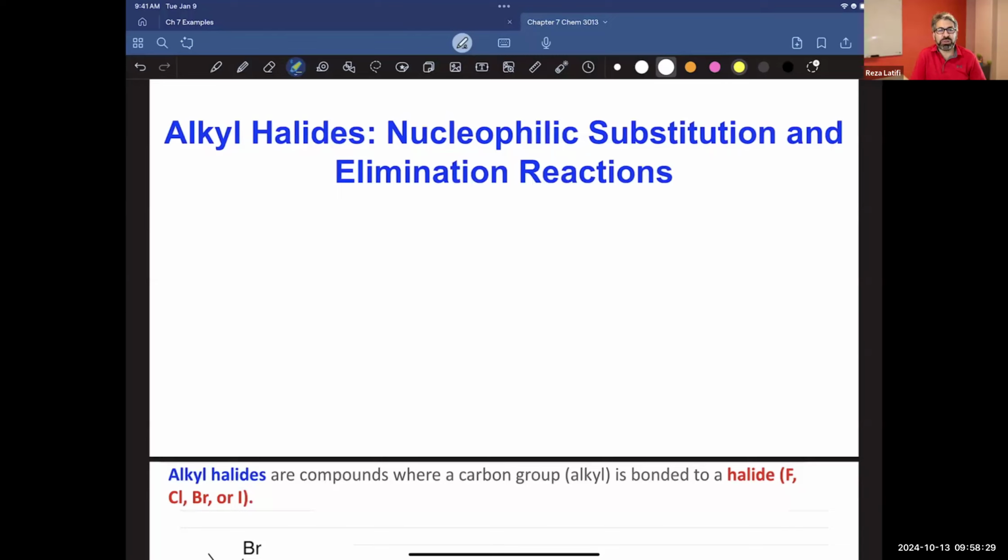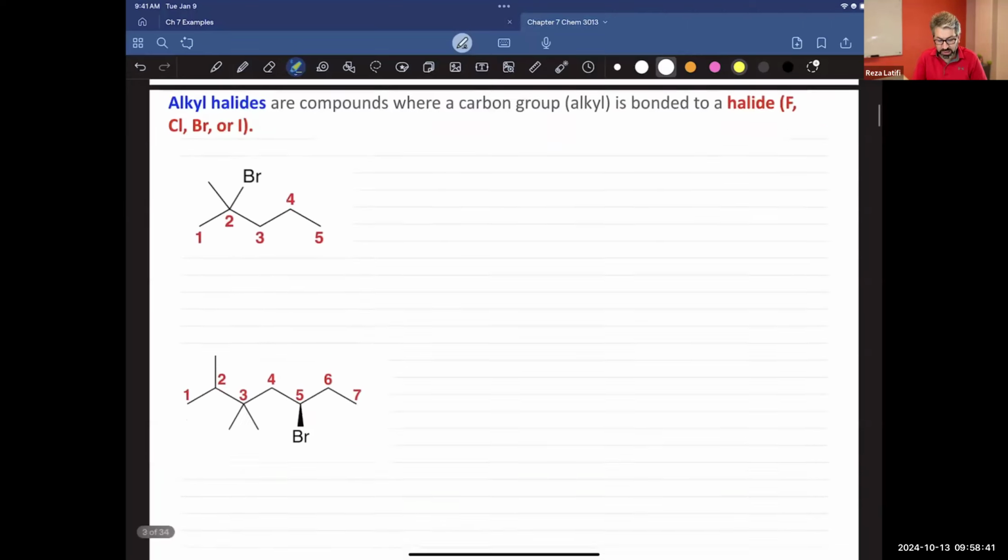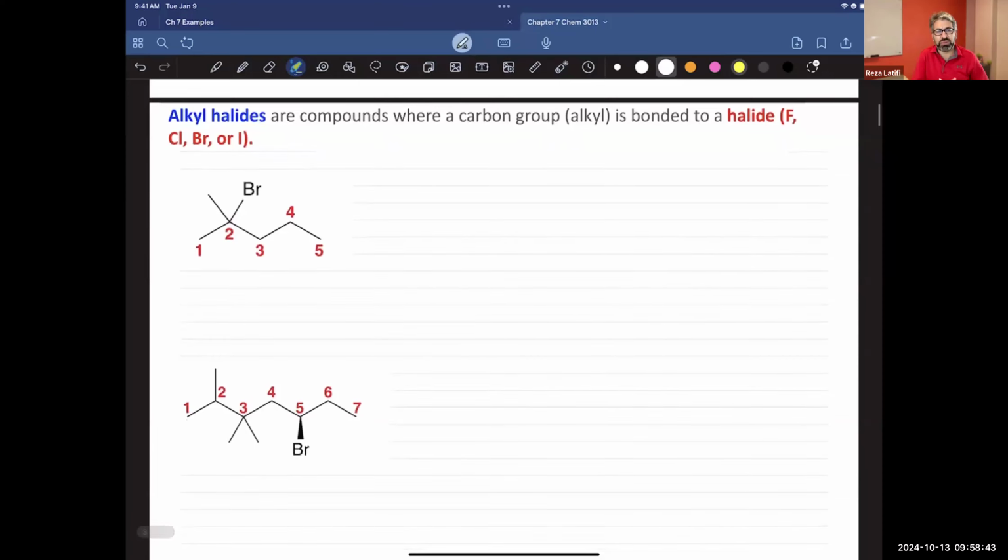In this chapter, we're going to go through alkyl halides, and we'll try to educate ourselves about nucleophilic substitution and also elimination reactions. But the first thing that we need to know is the meaning of alkyl halide. Alkyl halides are compounds that have carbon attached to a halide, or halide attached to carbon. And the halide can be fluorine, chlorine, bromine, or iodine.